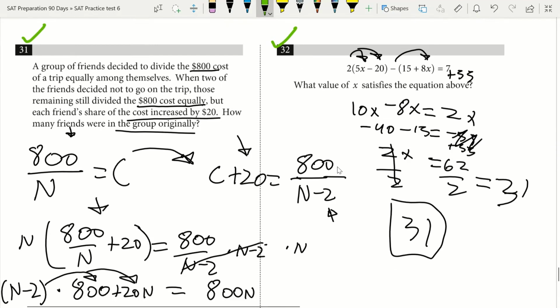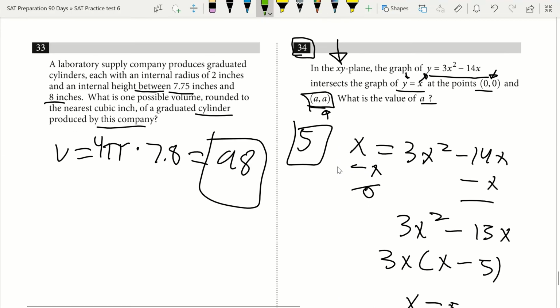Now I can just go down and check 33. Still got about 10 minutes left. I've got a lab with a radius of 2 inches, internal height between 7.75 and 8. What's a possible volume? I know my formula for volume is going to be pi r squared times height. My radius is 2, therefore I'll have 4 pi times my height, in this case 7.8, which is between 7.75 and 8. It says that I'm rounding to the nearest cubic inch, which I already did, and that's going to give me 98.